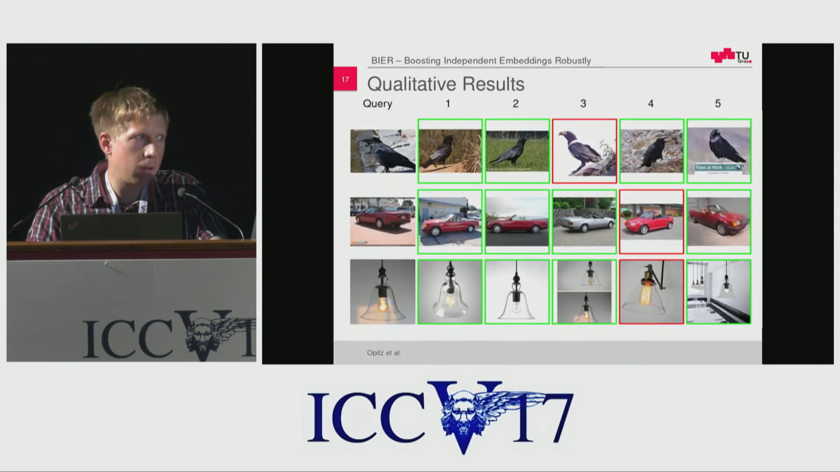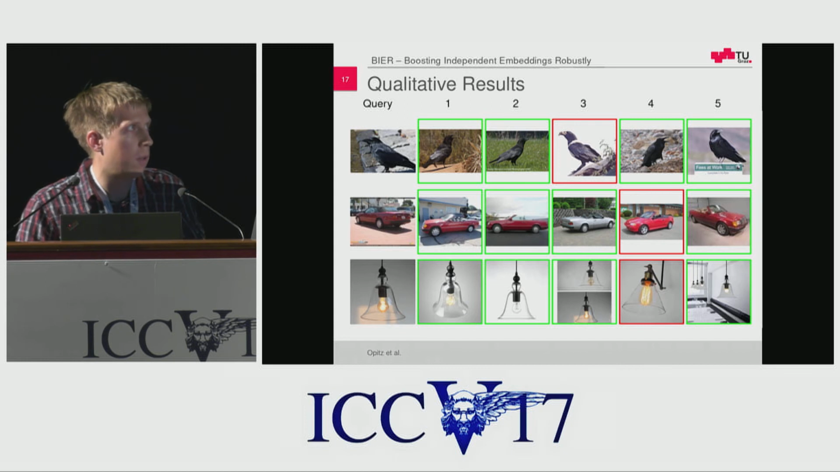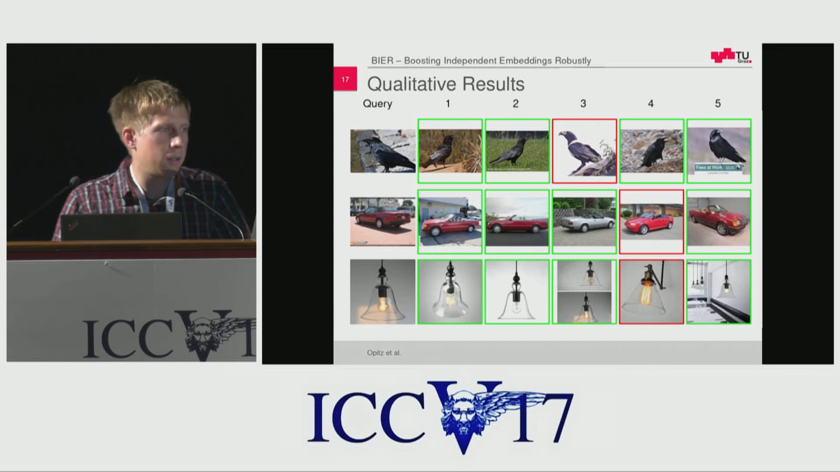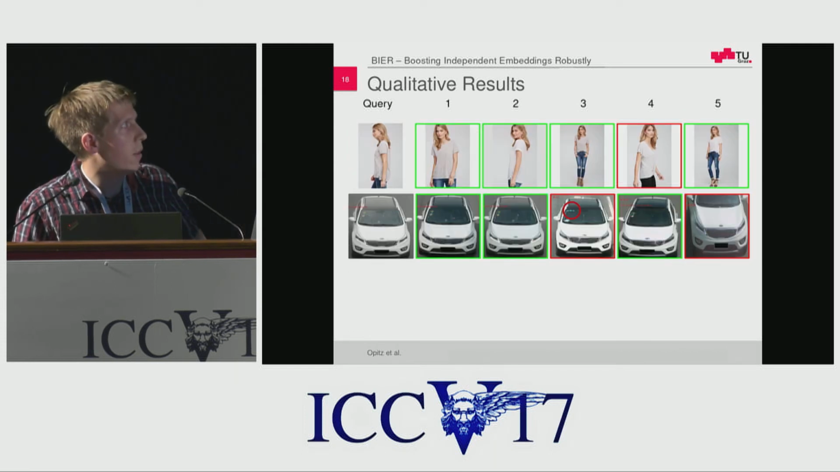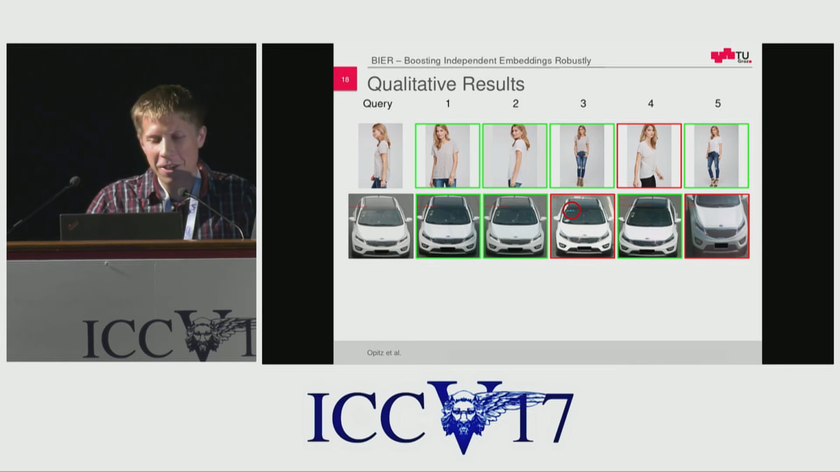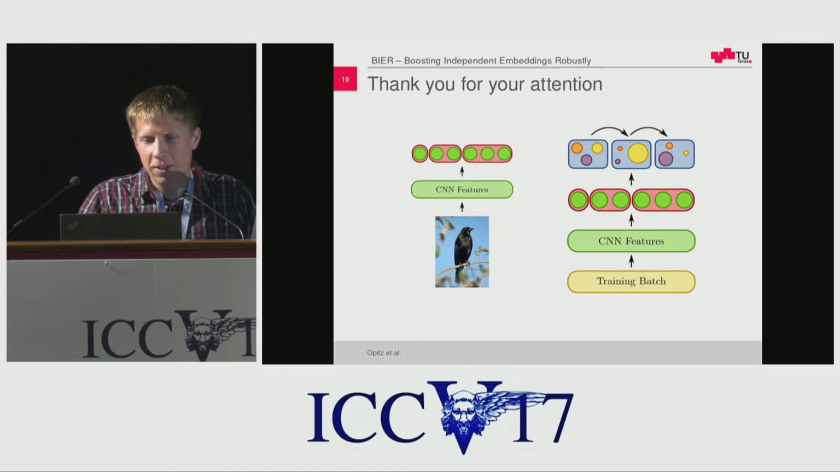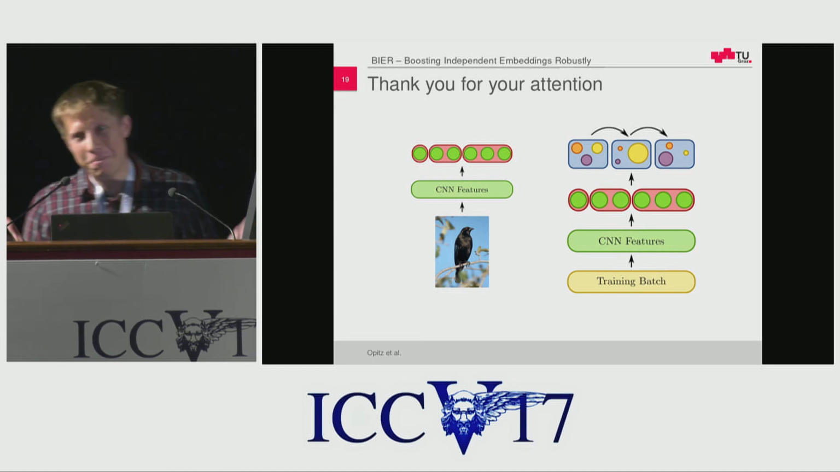Qualitative results, yeah, here you see basically how these data sets look like. So this task is sometimes challenging even for humans. And here is, for instance, a failure case where a car is misretrieved because it has horizontal stickers as opposed to vertical ones. Yeah. So thanks for your attention, and I hope you all enjoyed BIER.